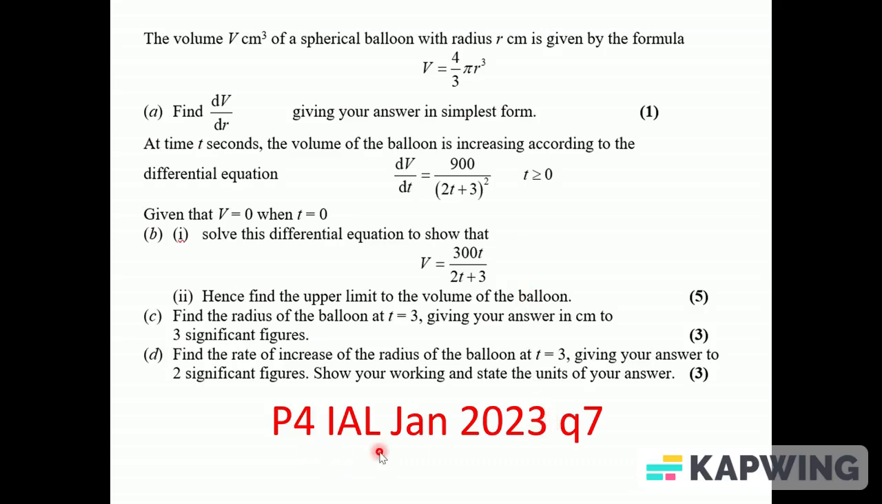Right, I've got P4 International A-Level Jan 2023 question 7, volume of a spherical balloon. We've got to work out dV by dr. We've got a differential equation here, the rate of change of the volume in terms of t, which we're going to solve to get the volume in terms of t. And then there's also a rate of increase of the radius. And we've got to get that from the rate of change of the volume.